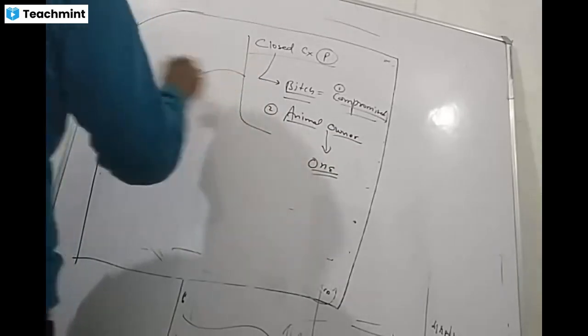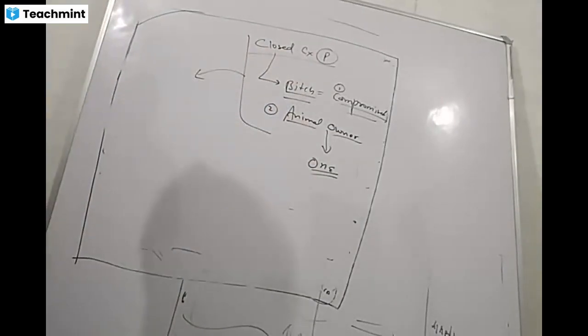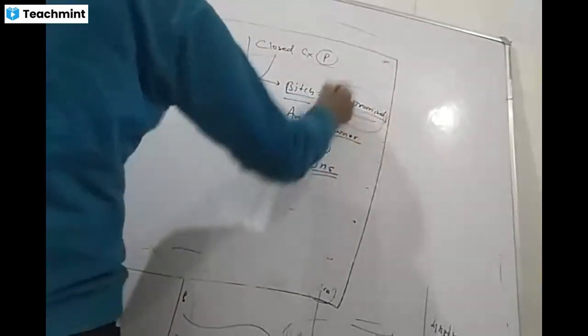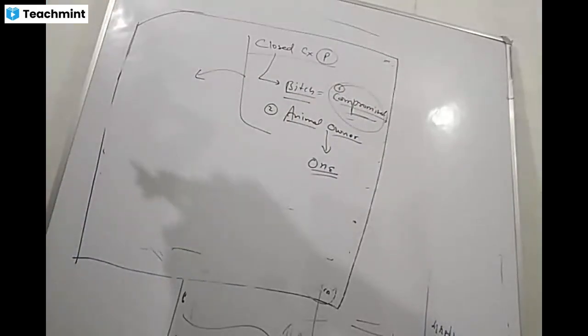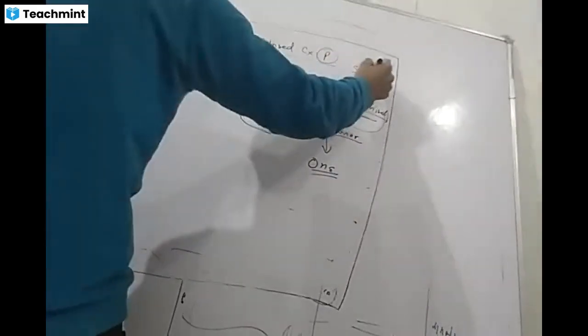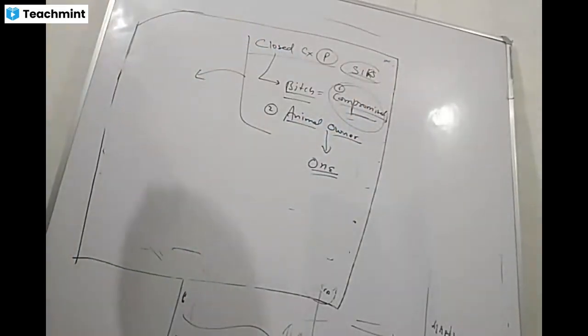To save the life of such a closed cervix pyometra bitch, because the animal is compromised because of renal failure, hepatic failure, multi-organ failure, because of systemic inflammatory response. You cannot go for surgery. You cannot go for OHE.